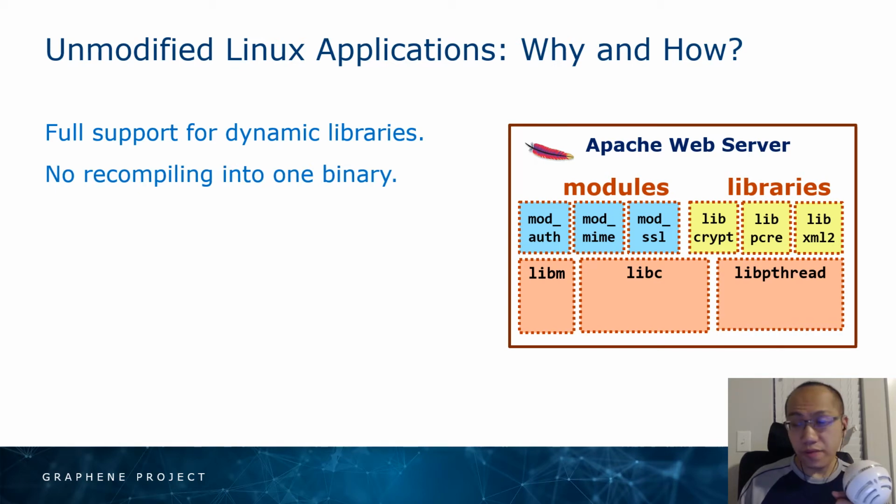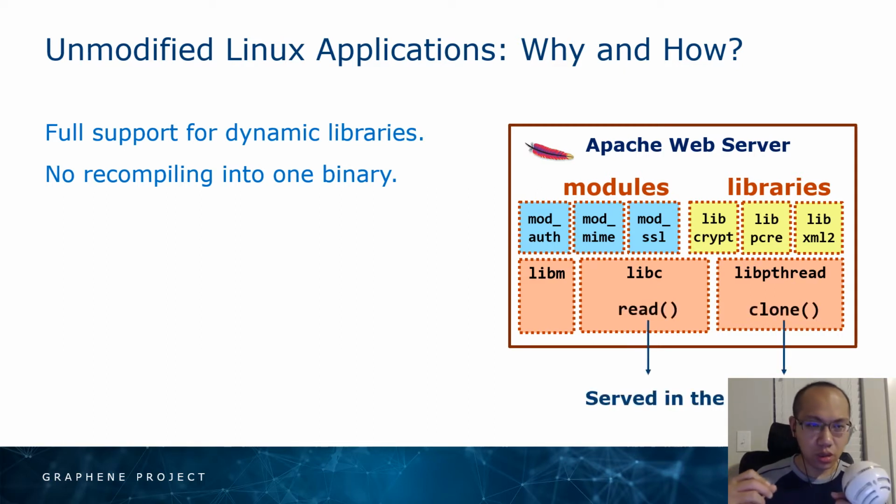And from the user perspective, they don't necessarily want to recompile all these modules and libraries into one single binary. One reason, of course, is because they want to be able to load these binaries as needed. But also, they don't necessarily have the source code needed for the whole recompilation. So supporting unmodified Linux applications becomes the core concept of Graphene Library OS.